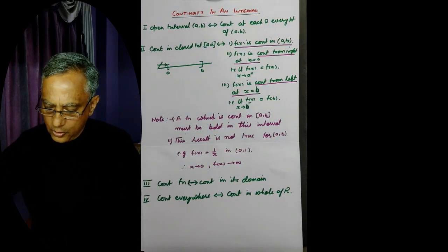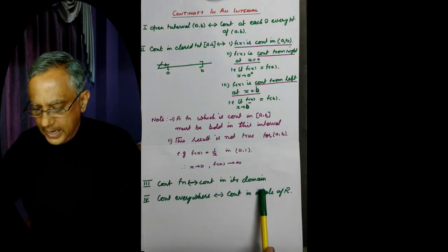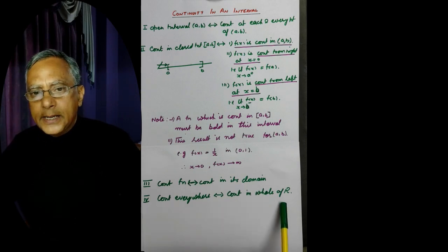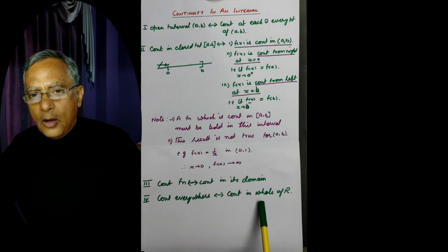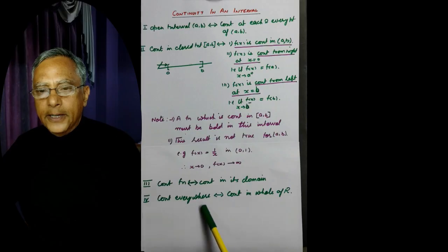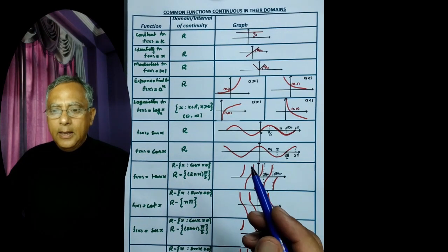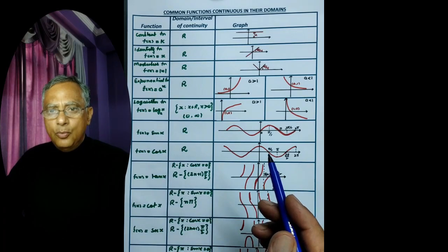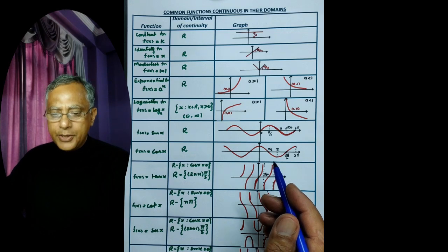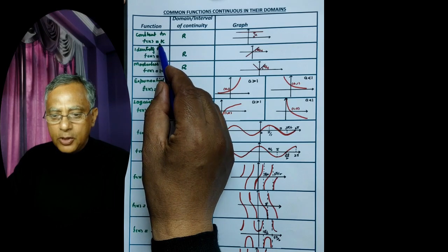A function is said to be continuous if it is continuous in its domain of definition. And if that domain of definition is equal to R, that is, it is continuous in whole of the real line, then we say that it is continuous everywhere. We will prepare a list of some common functions which are continuous in their domains. First function is the constant function, that is f(x) equal to k.